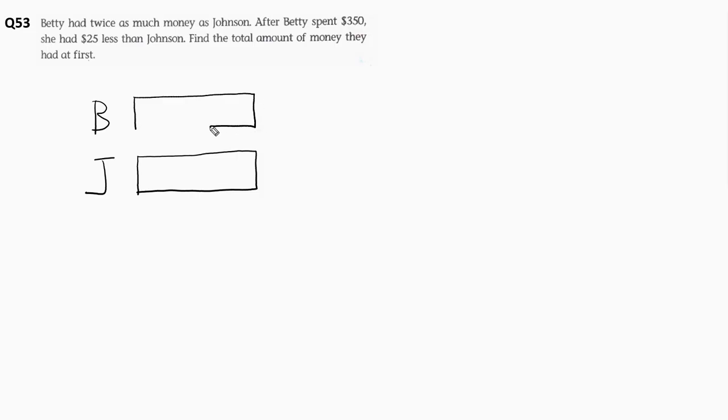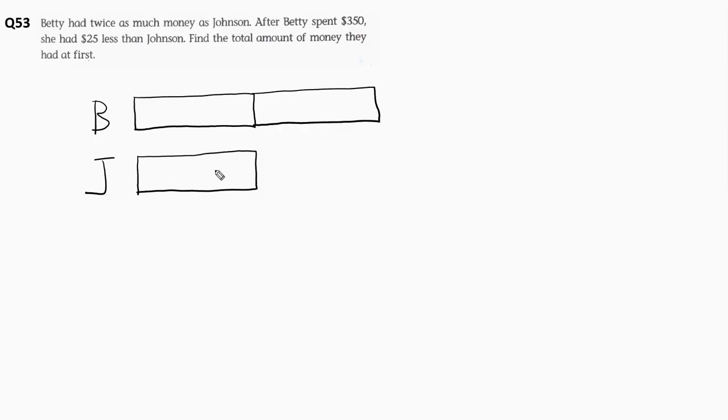So we've got Betty and we've got Johnson. And it said that Betty had twice as much money as Johnson. So how should we draw that? Well, we should give Johnson the basic amount. Betty's being compared to Johnson and Betty has twice as much. So that's 1 and that's 2.